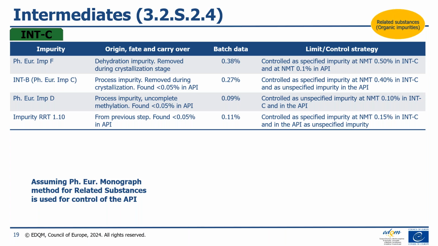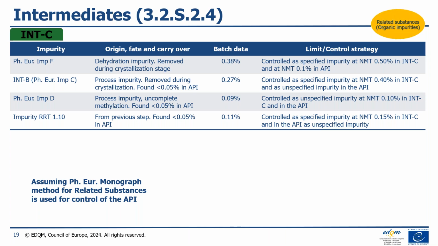and it will be controlled in the API at not more than 0.1%. The intermediate B, which is also the impurity C of the monograph, is a process impurity removed during crystallization and found below 0.05% in API, even if it's present as 0.27% in intermediate C. Setting a limit at 0.40% is acceptable, and it will be controlled in the API as an unspecified impurity.